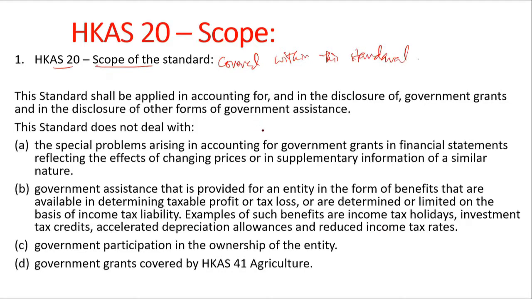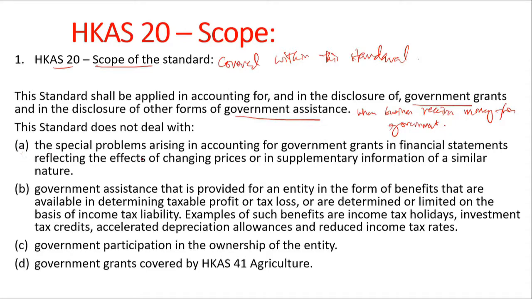This standard is only specifically, you can pause, and if you want to read this, you can, but I'm just going to summarize this whole slide here. This standard is only concerned about government grants and government assistance. Basically, when a business receives money from government, that's it. So when a company receives money from government, how do you record it? That's what this standard is about.